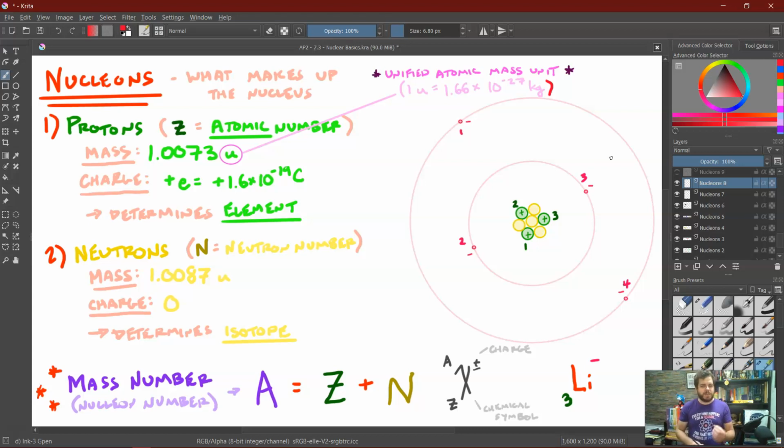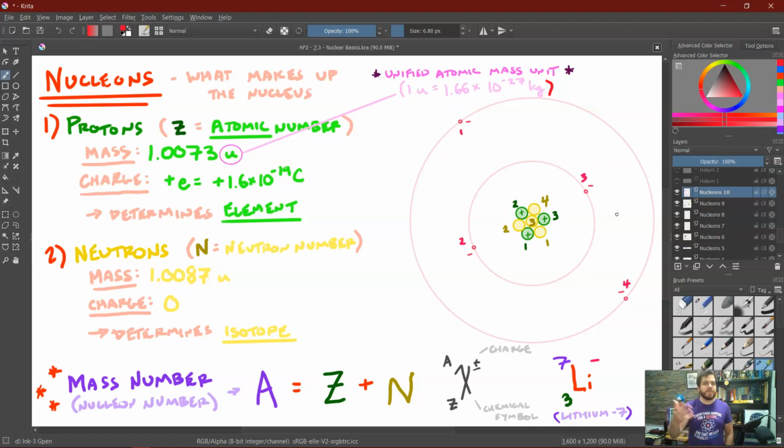And then lastly, I'm going to count the number of neutrons. The number of neutrons I have here is 4. But remember, I don't write the number of neutrons here, I write the mass number, so 3 plus 4 would be 7, and this isotope would be specifically lithium-7, and that's how we say it. If I want to refer to this nucleus, I would say it's an atom of lithium-7.